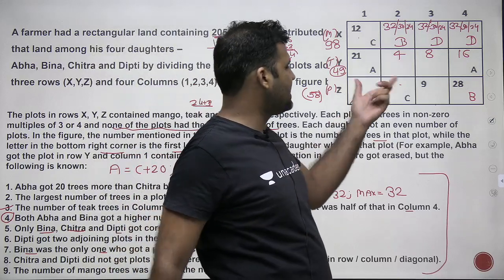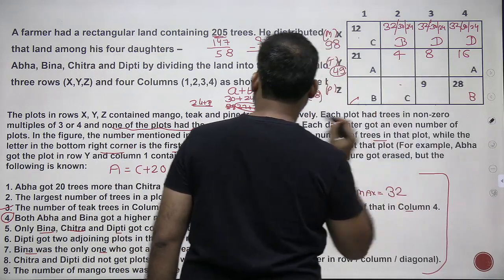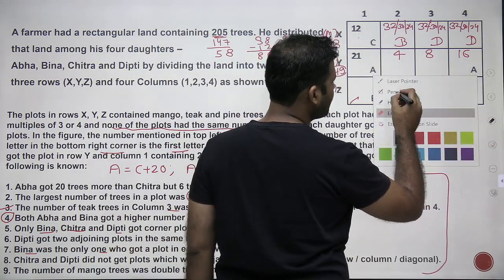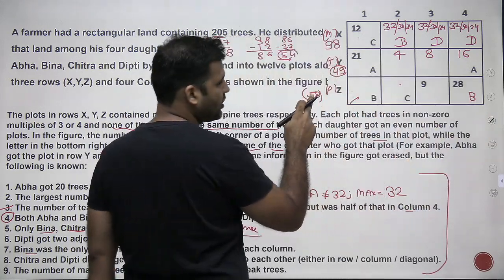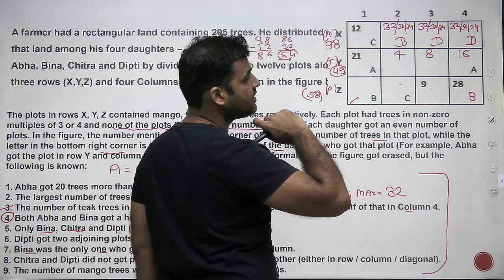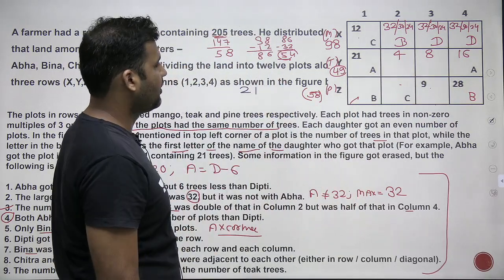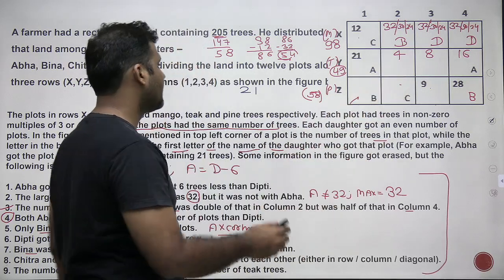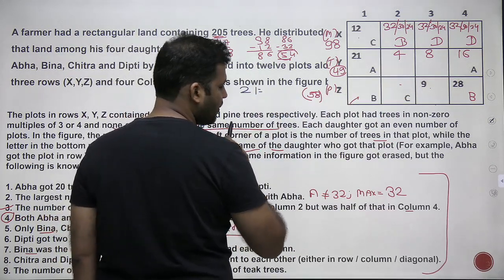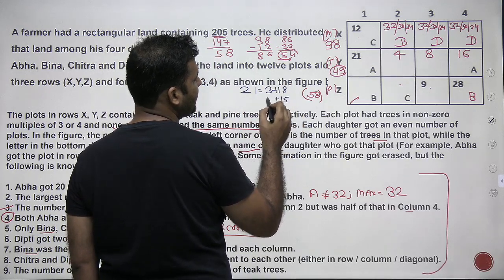Now we are left with B and C also. Similarly, if I have to make the cases for B and C, let's see what should be the total of B and C. I have a total of 58 trees in this row. 28 plus 9 is 37. 58 minus 37 will be 21. Now the B and C summation is 21, and the possibilities of 21, with both values being multiples of 3 or 4, would be either 3 plus 18 or 15 plus 6.